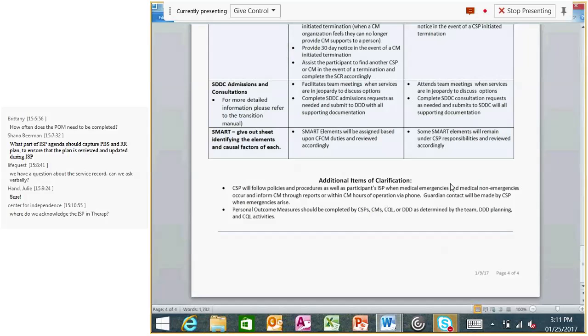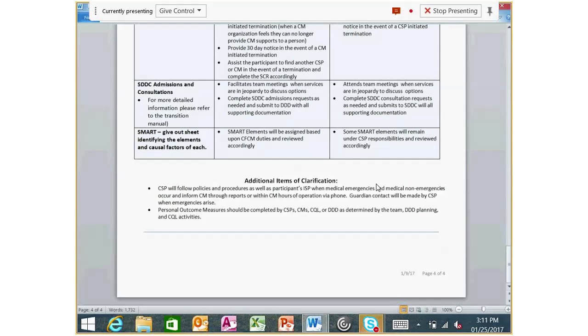There's a question from the Center for Independence about acknowledging the ISP in TheraP. I will direct you to the ISP guide because there's a series of steps that you have to follow, and I don't actually have the guide directly in front of me. So again, that's available on our website and in the ISP section. It's quite a lengthy document, so I can't tell you what page it's on exactly, but it's in there.